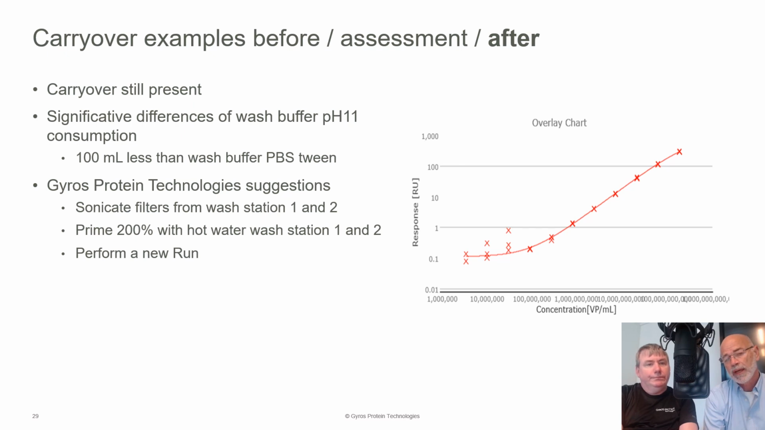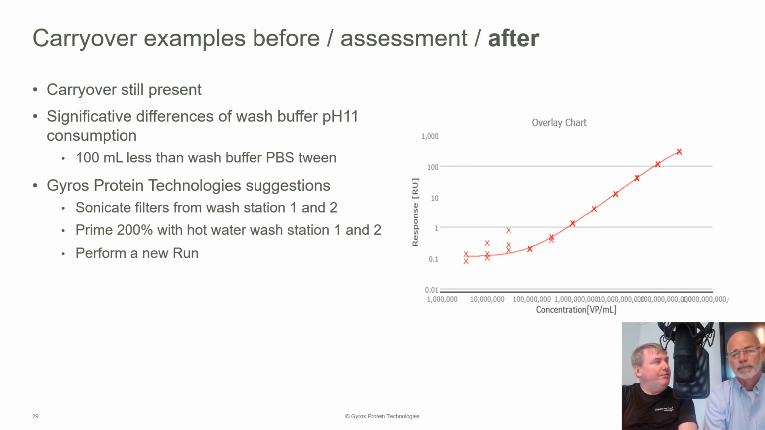Further, if you know the way the needles handle the 12-point standard curve, you'll know that the blank is handled by needle 1, and then 3, 5, 7 do the top 3 points on the curve, 2, 4, 6, 8 do the middle 4 points on the curve, and then the bottom 3 points on your curve again are 3, 5, and 7, and those float off the curve, and you can see that you're still having some carryover. So the Gyros suggestions were to sonicate the filters from wash station 1 and 2, and then prime with 200% hot water with wash station 1 and 2.